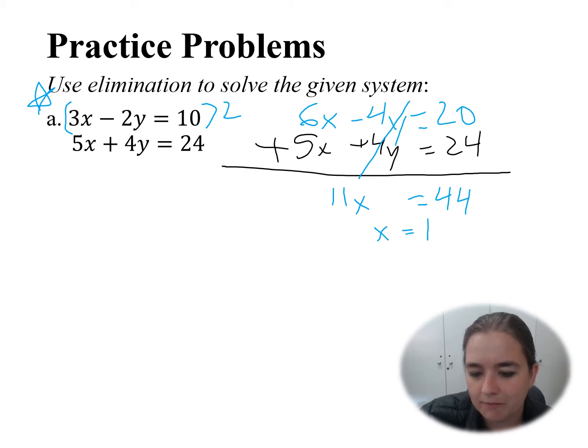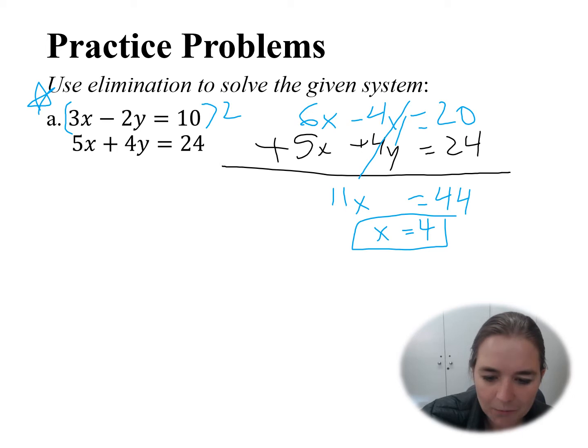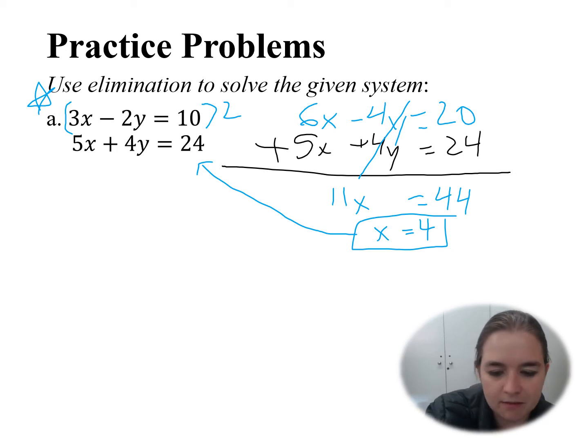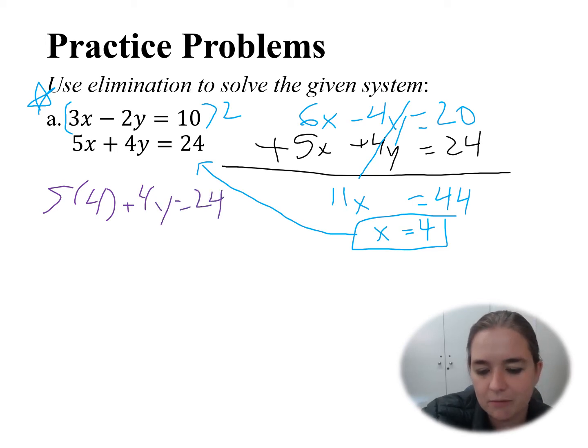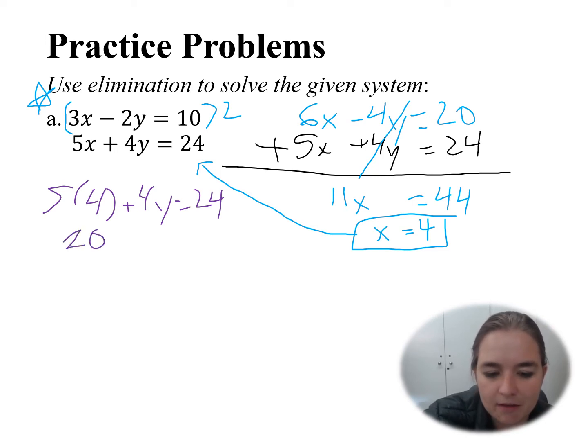But with this one, if I keep going to get x by itself, I divide both sides by 11, and I get x equals 4. Now I'm going to go back and plug that x equals 4 into one of my original equations to solve for the other piece. When I do that, I get 5 times 4 plus 4y equals 24. I could have chosen either original equation, but I decided to use the second one because it doesn't have any subtraction in it. If I multiply 5 by 4, I get 20 plus 4y equals 24.